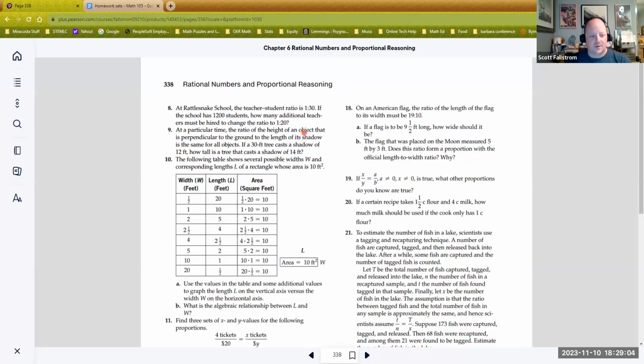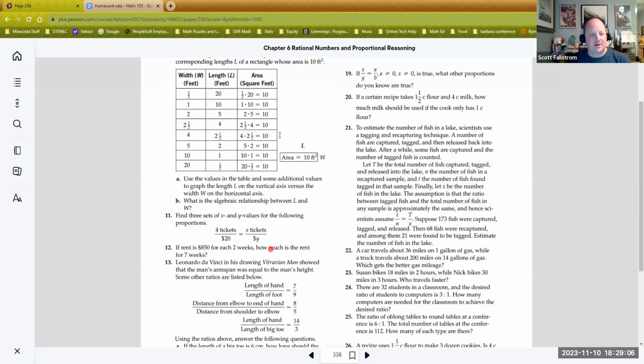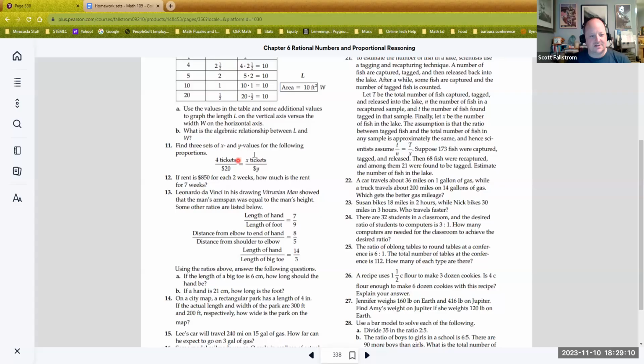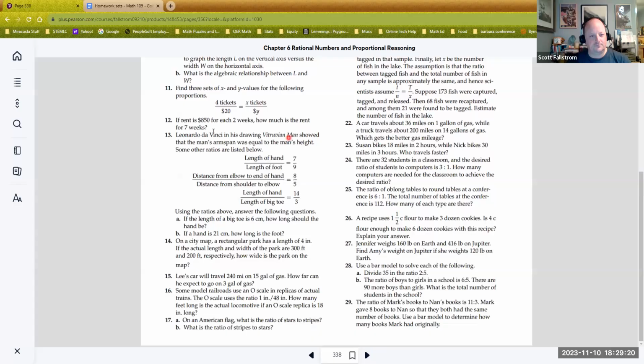All right. Well, let's see. What else do we have? Ratios, feet to length. Find 3 sets of X and Y values that would make this true. Again, 4 tickets for 20 bucks. How many tickets for how much money could you make it so that they are actually proportionate? Rent is $8.50 for 2 weeks. How much is rent for 7 weeks? There you go.